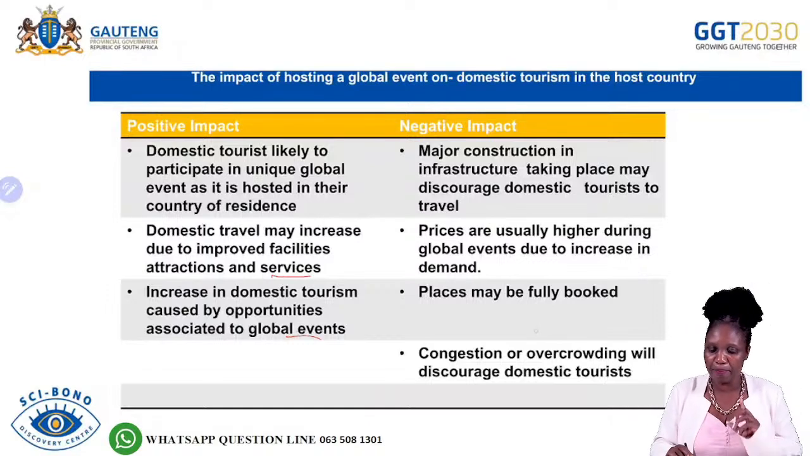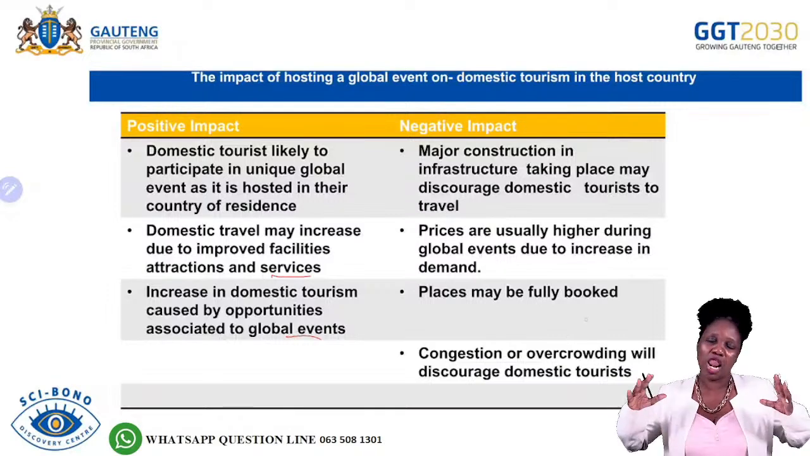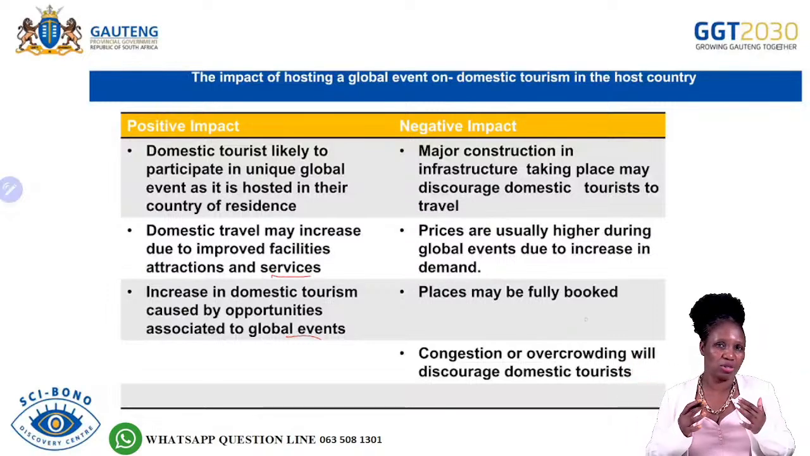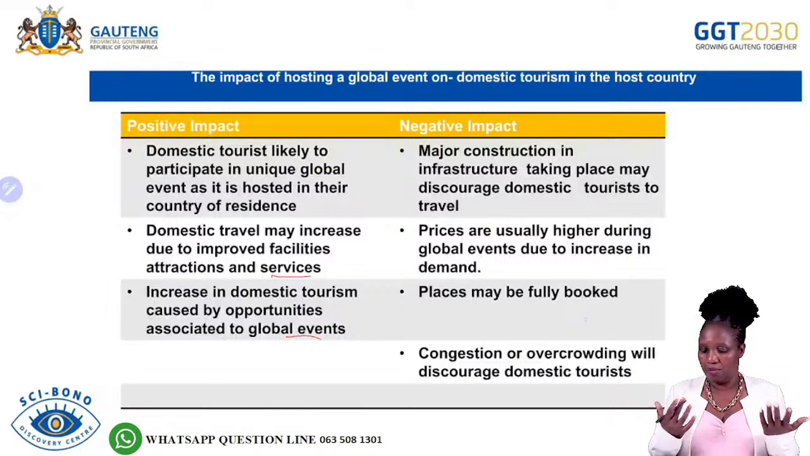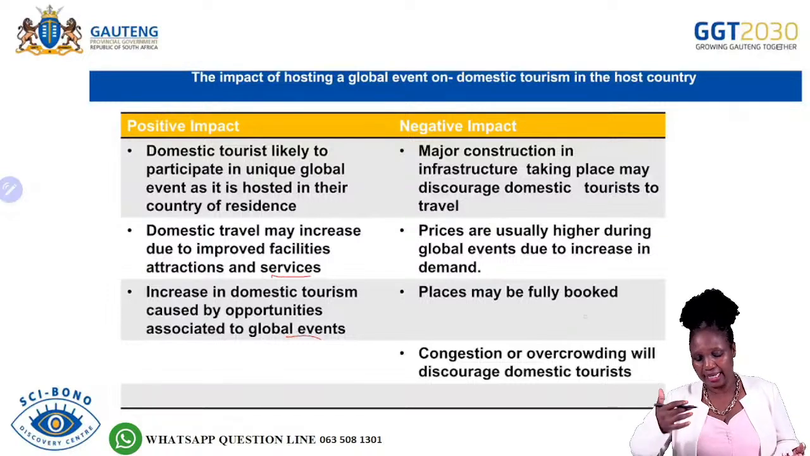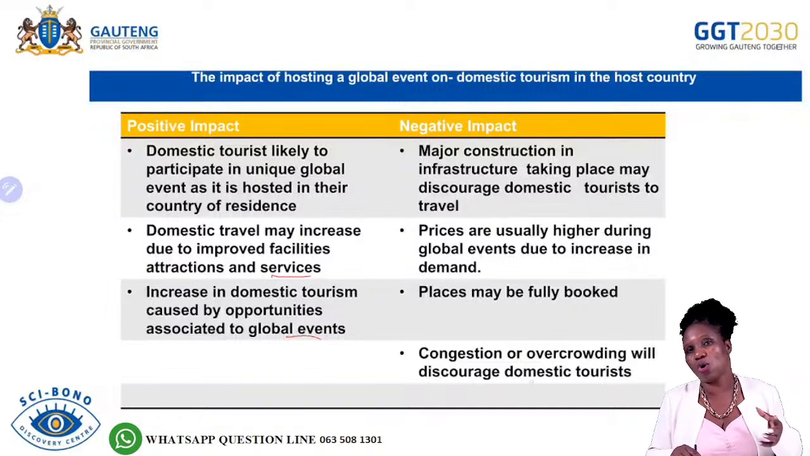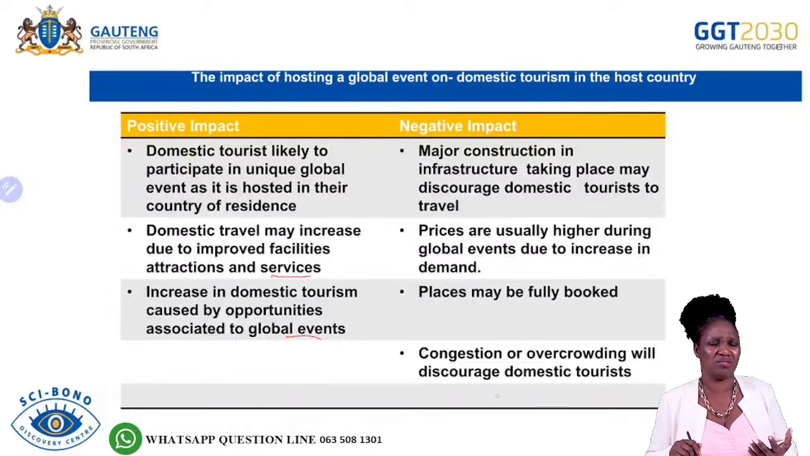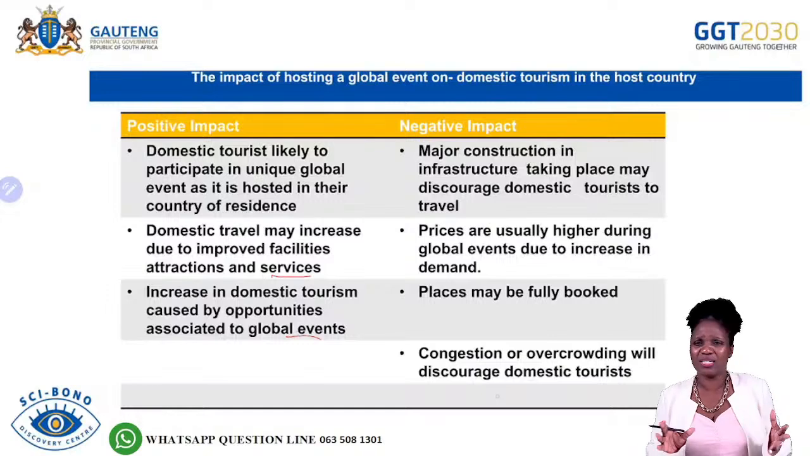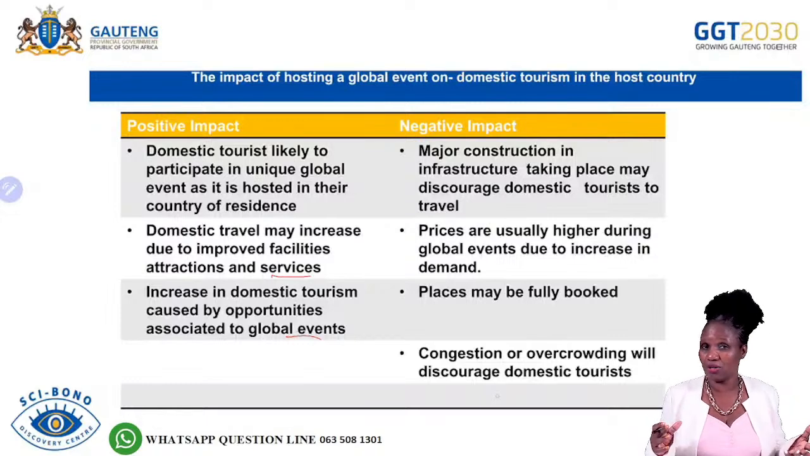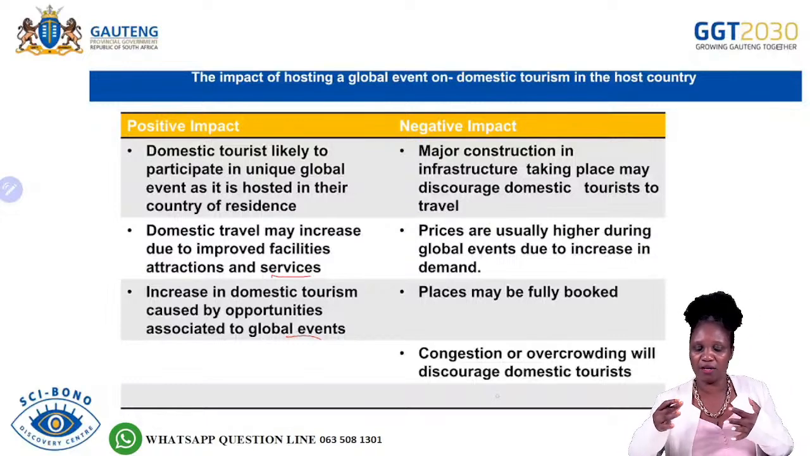Okay? And then places may be fully booked. There will be large numbers of people, and an influx of foreign tourists will be coming to the country. Therefore, the places might be fully booked. Then it will hinder you from traveling. Okay? It is a negative impact. And then congestion or even overcrowding will discourage domestic tourists, because domestic tourists will say, it's now overcrowded, there are a lot of people, let's not travel now, we'll travel later after the global event. That is a negative impact.